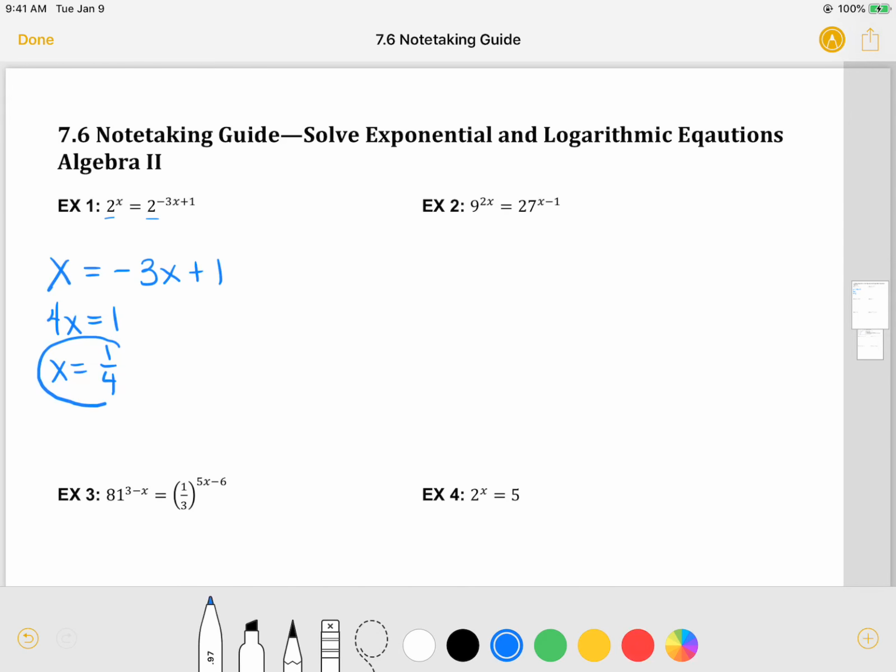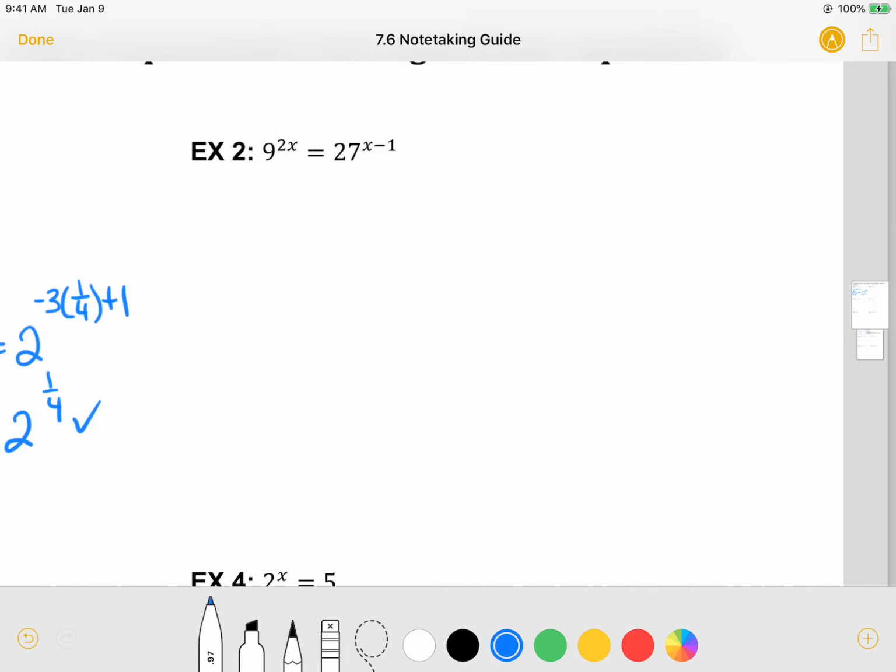Okay, and what's nice about these problems is you can check your work. So if you check your work, 2 to the 1/4 power is equal to 2 to the negative 3 times 1/4 plus 1. Okay, so that's going to give us 2 to the 1/4 equals 2 to the positive 1/4. Okay, so it checks out. All right, now let's look at number 2.